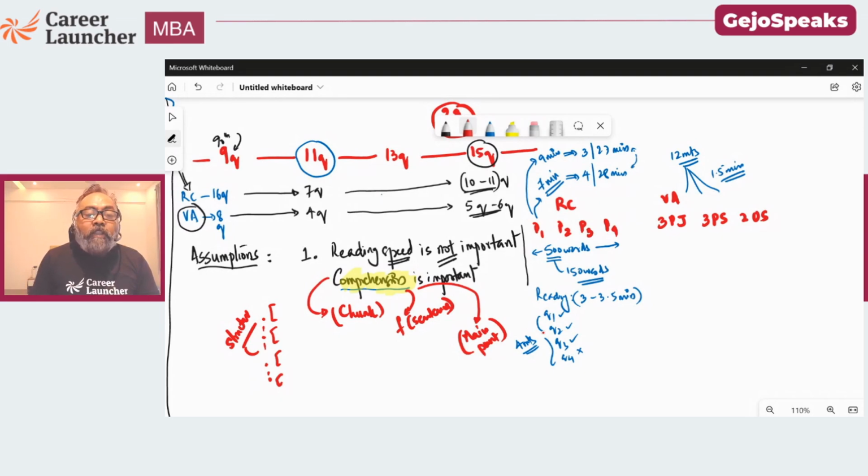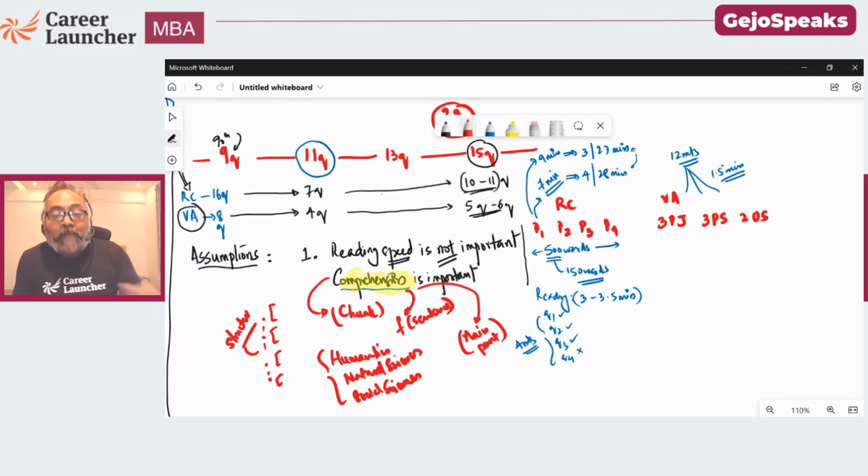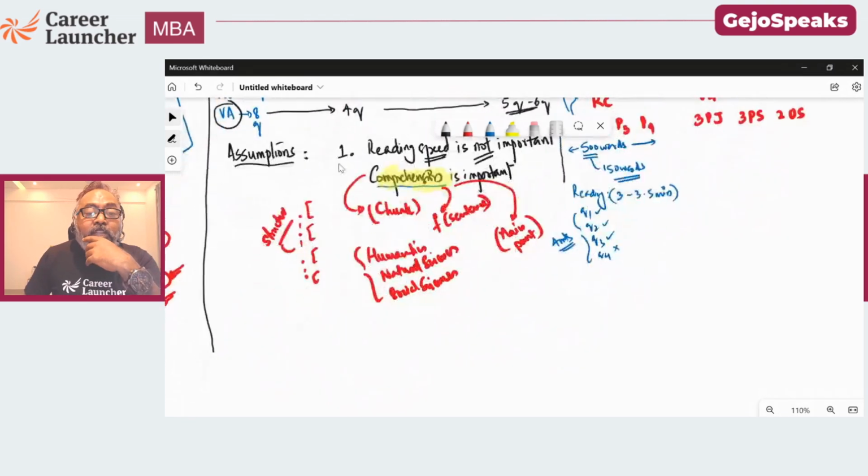Of course, another important part is that in the CAT you get passages from humanities. CAT gives passages on natural sciences. CAT also gives passages on social sciences. And I should be comfortable with reading these kinds of passages. So the first assumption is that comprehension is important, and I will not be bothered about my reading speed. It is an automatic process, not something specifically I want to do. I want to ensure that if I read it once, I should be able to comprehend what I'm reading. That is our first assumption.